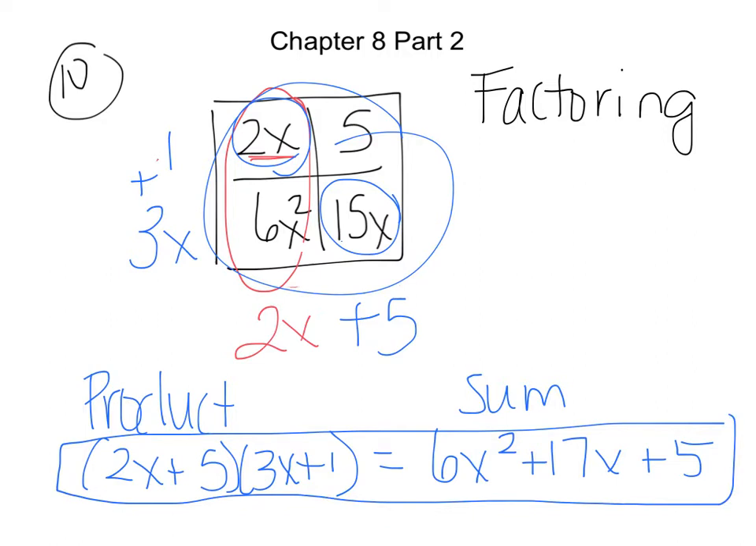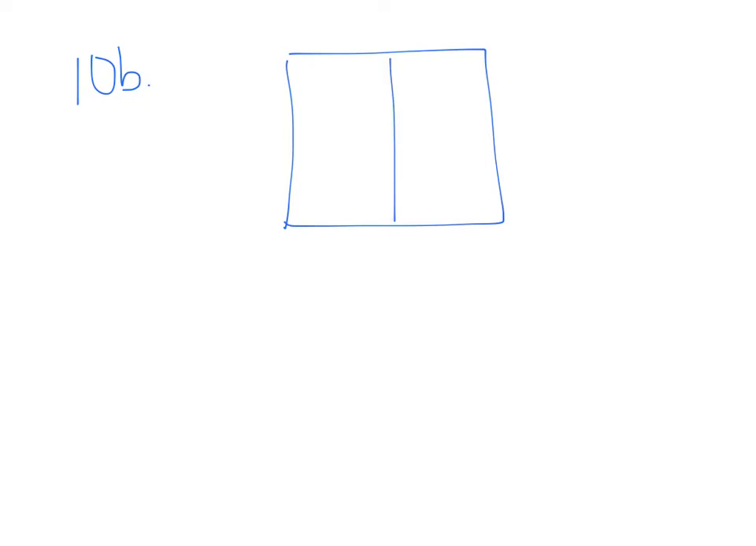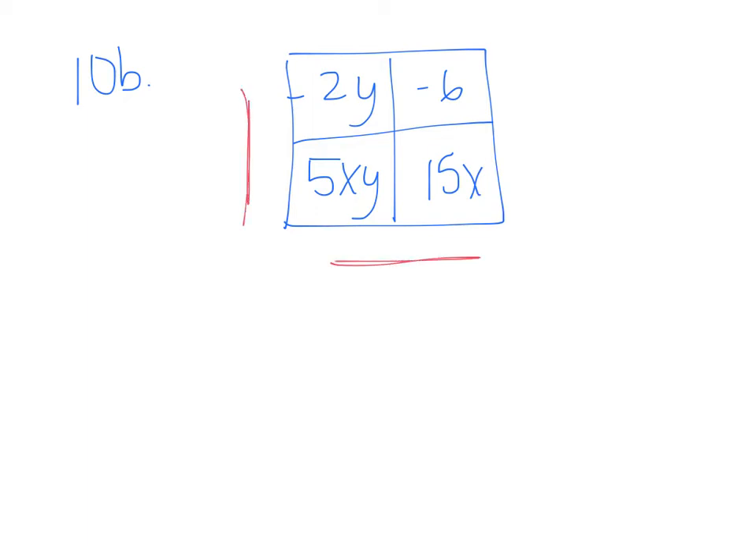So I'm going to take a look at another example. This is still number 10. This is going to be 10b. And we're given a rectangle with a negative 2y, negative 6, 5xy, and 15x. So again, we're looking to see what goes on the bottom and the side of the rectangle. So I'm going to work backwards and see what can I multiply to get each side.